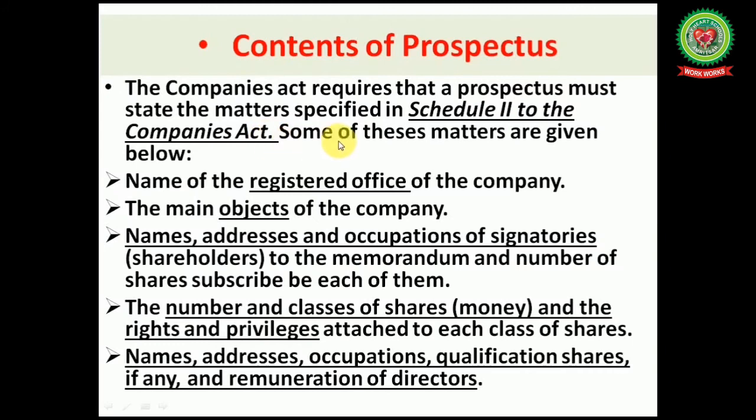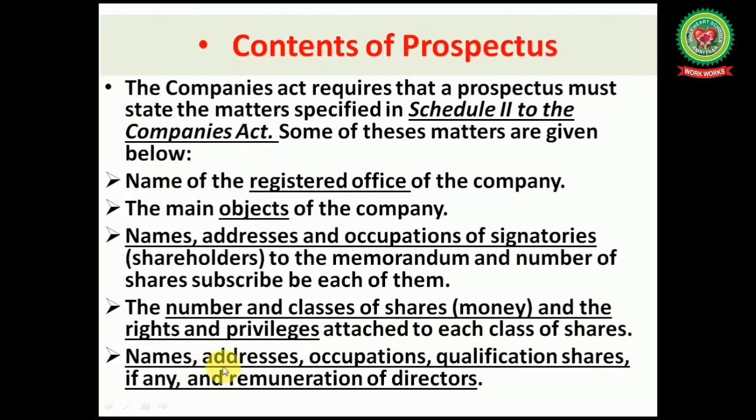Some of these matters are given below. First one is the name of the registered office of the company, the main objects of the company, and the names, addresses and occupations of signatories. Signatories means shareholders to the memorandum and the number of shares subscribed to each of them. Then the number and classes of shares and the rights and privileges attached to each class of shares.